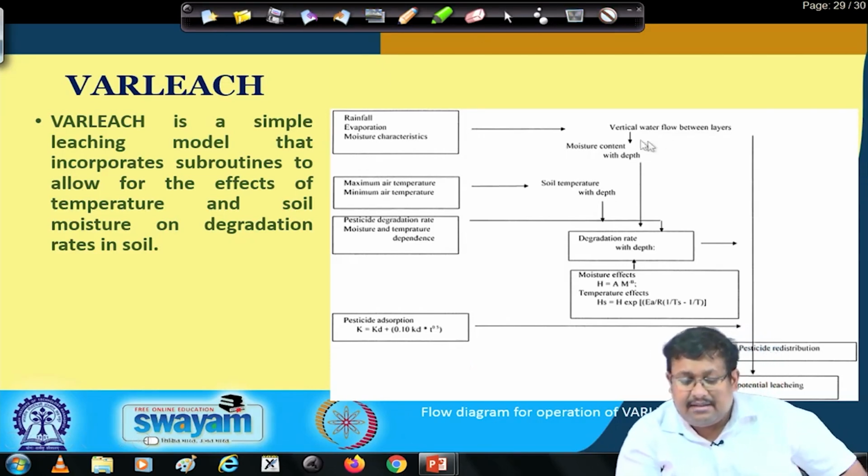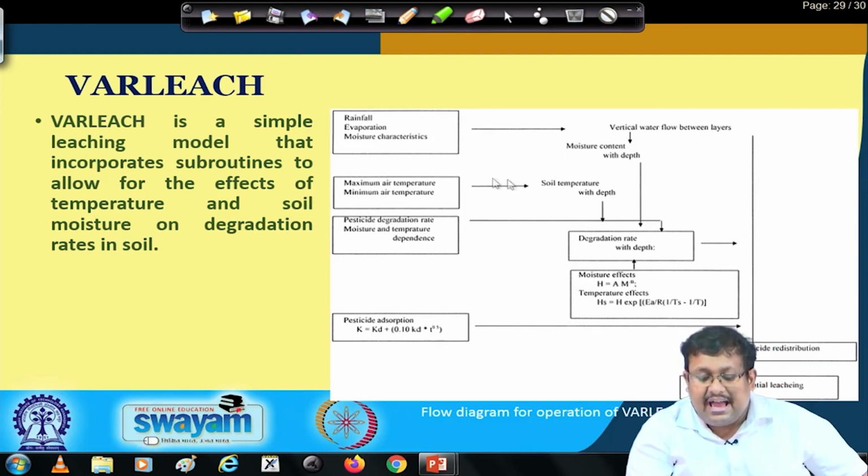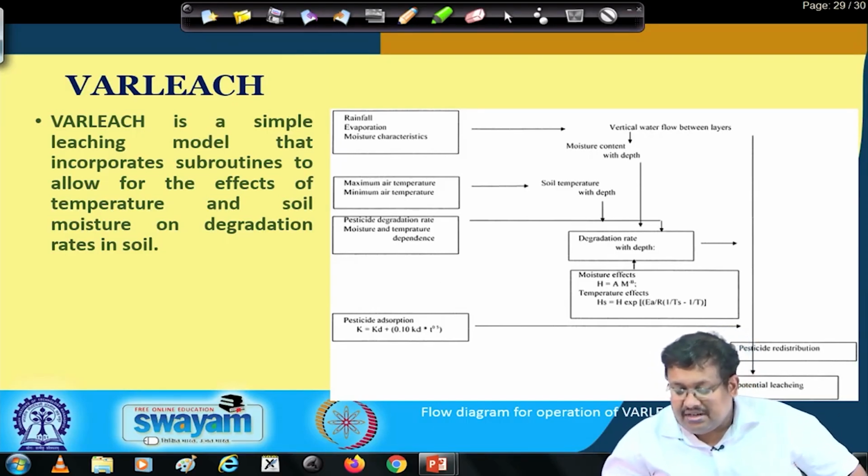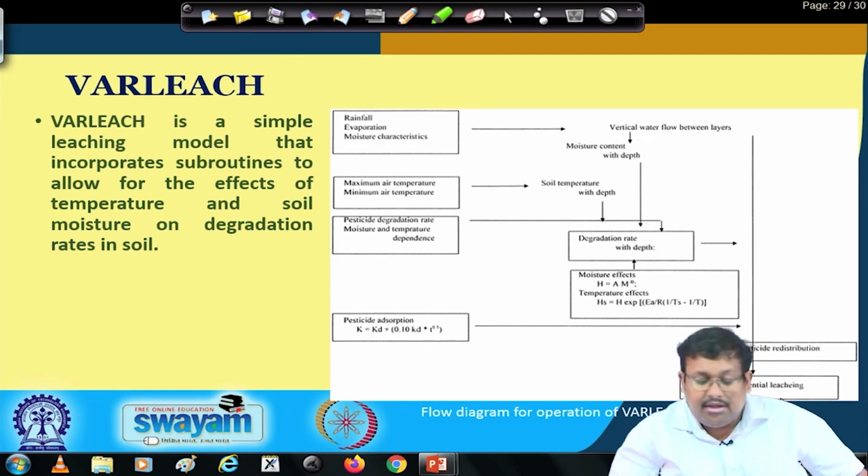You can see here, for example, vertical water flow between the layers is affected by rainfall, evaporation and moisture characteristics. So, here is the moisture content with depth, which is also affected by maximum air temperature and minimum air temperature. So, soil temperature is affected with depth, and ultimately this impacts the pesticide degradation rate, and also ultimately the pesticide adsorption and prediction of potential leaching of the pesticide. So, this is the flow diagram of Verlich.